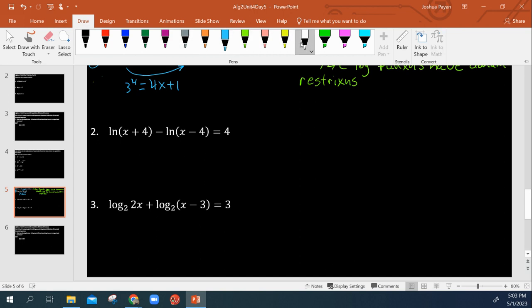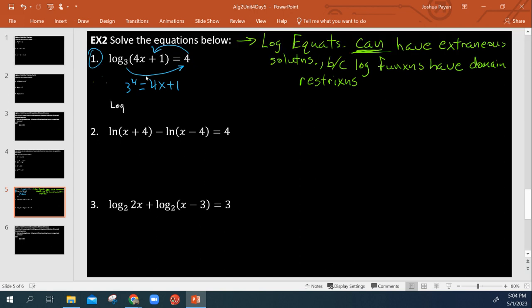The other train of thought here would be, let me rewrite this. So log base 3 of 4x plus 1 is equal to 4. The other train of thought is that I'm going to do the inverse of log base 3, so that's exponential base 3. And what I do to one side, I do to the other, right? So exponential base 3 and log base 3 cancel as inverses, and that gets me to 4x plus 1 is equal to 3 to the fourth power. So we see we get the exact same thing either way we do it.